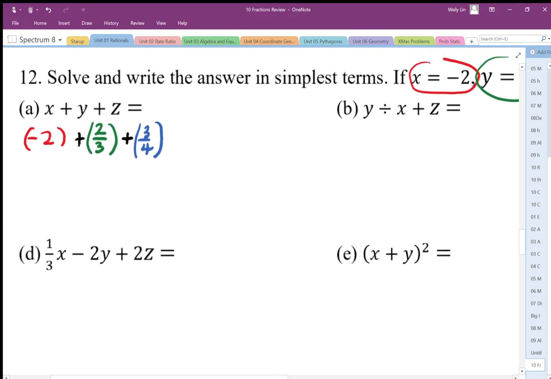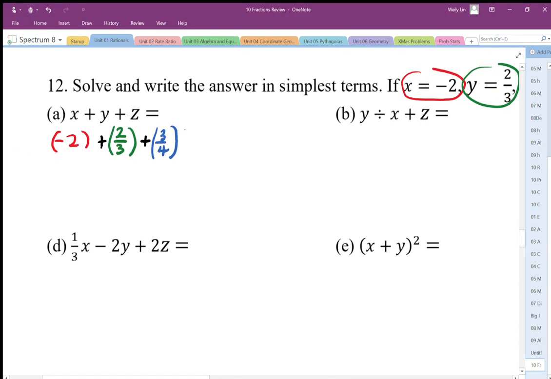So for this one, I'm going to multiply by 3 on top and 3 on bottom. Okay, here we're going to multiply by 4 on bottom and 4 on top. And we're going to multiply by 12 here, so we're going to end up with -24 over 12 plus 8 over 12 plus 9 over 12.